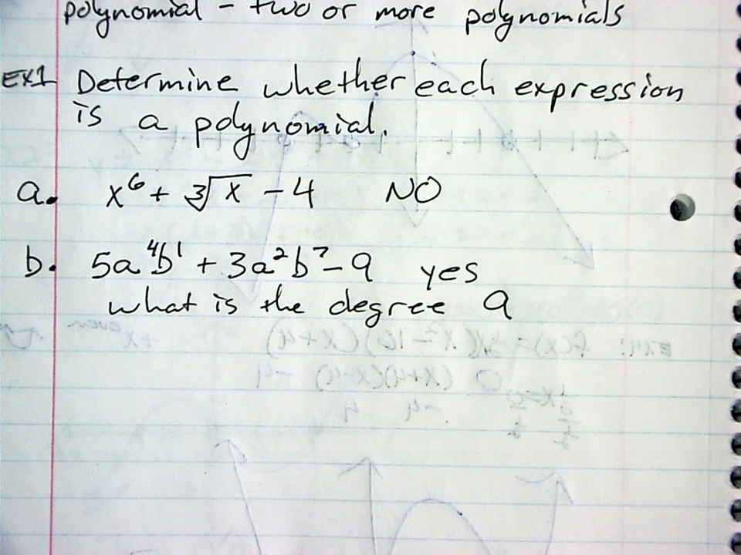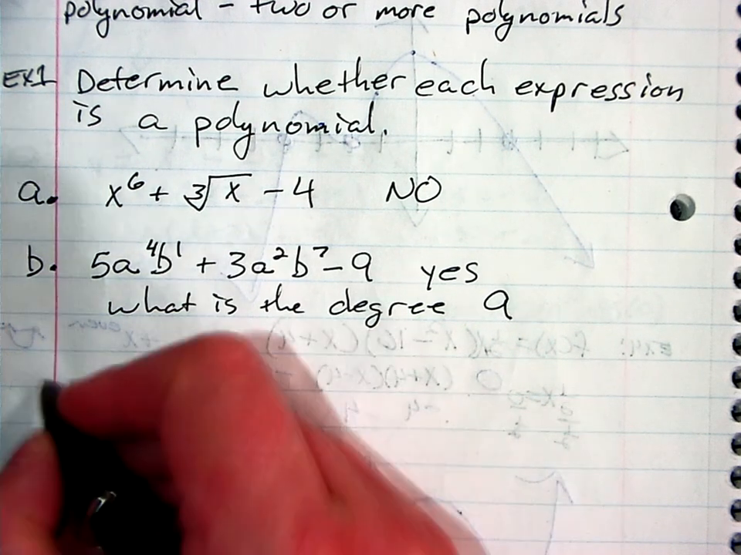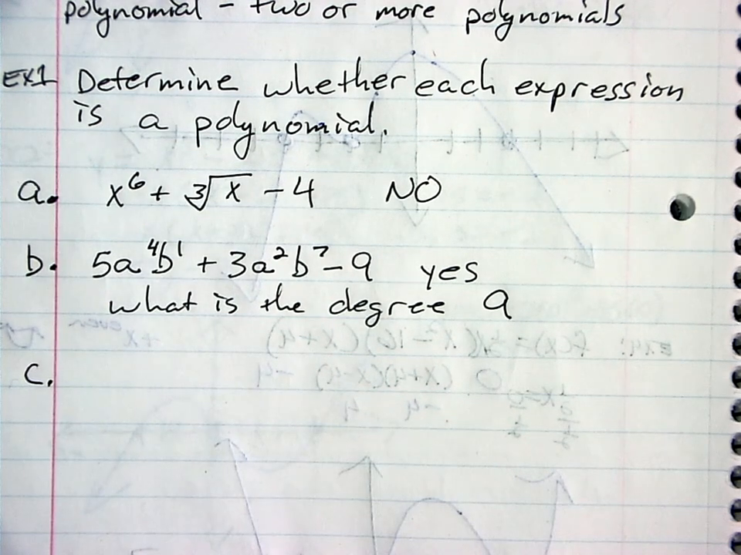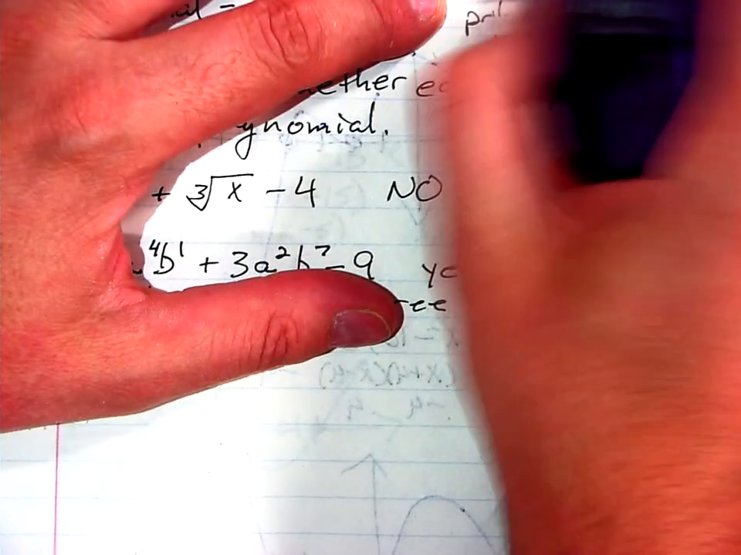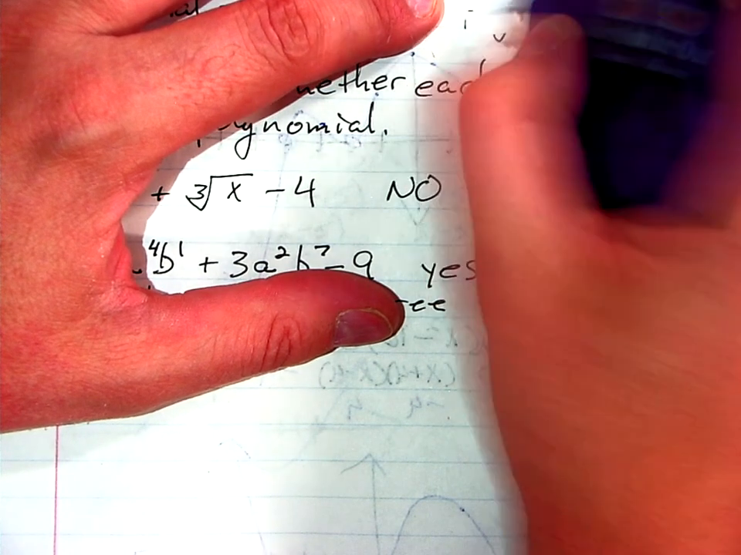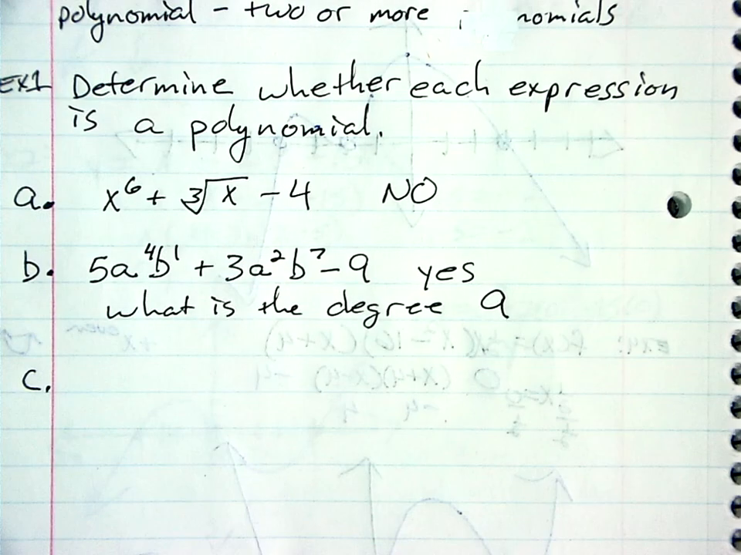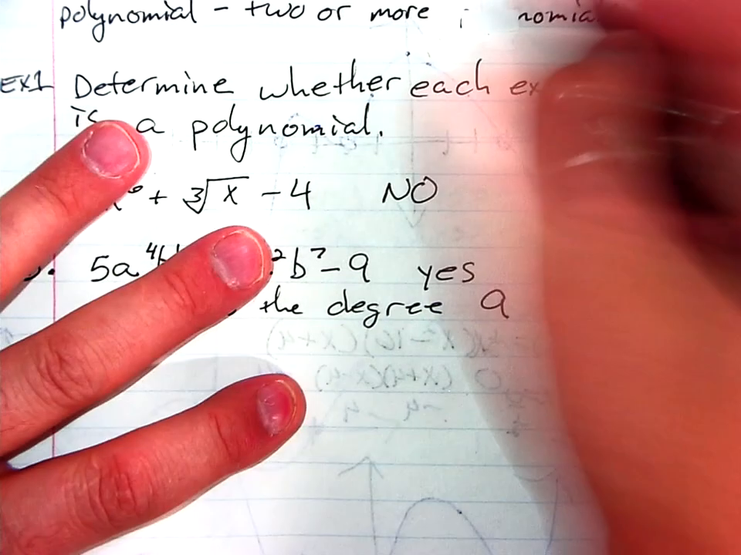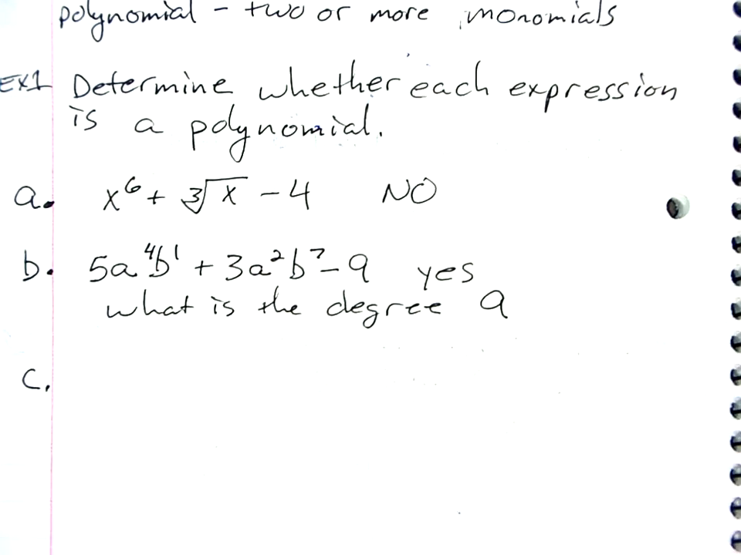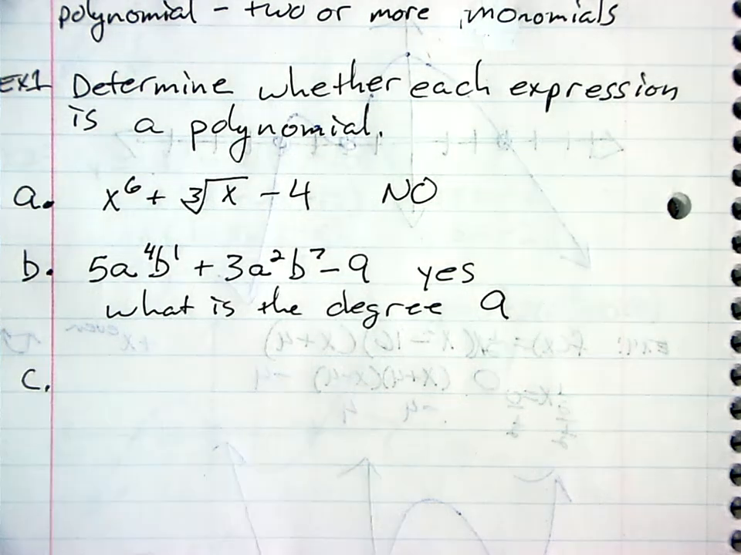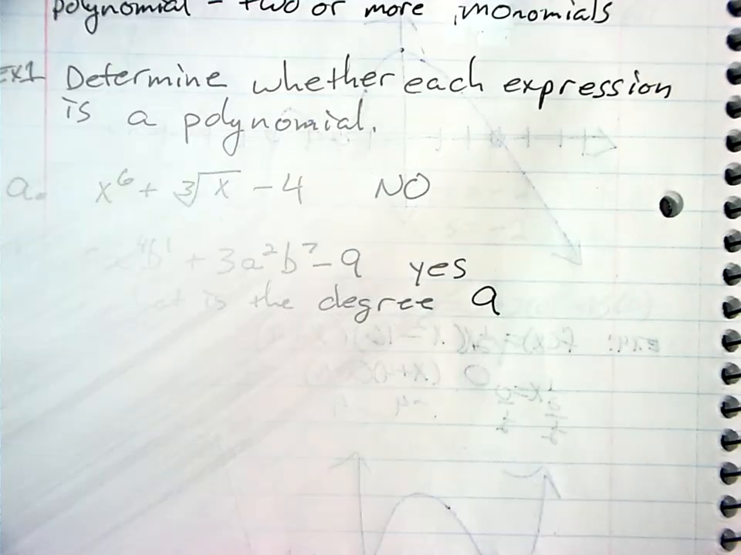Alright, letter C. Two or more polynomials? No, it's two or more monomials. Thank you. All right, ladies and gentlemen, I apologize. I made a mistake. It's not two or more polynomials. It's two or more monomials. Sorry about that. Thank you, Ty. Monomials.